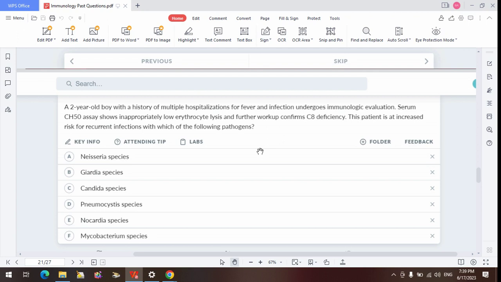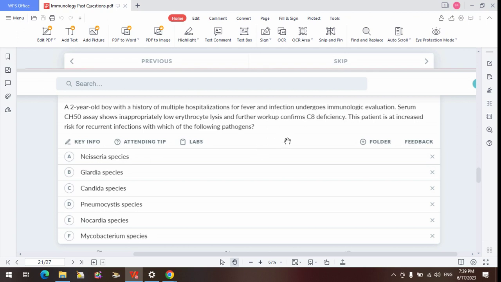Okay, fever and infection. This is talking about the complement again. C8 deficiency is similar to C9, the membrane attack. Yeah, this patient will be at increased risk of Neisseria species. Exactly, Neisseria.